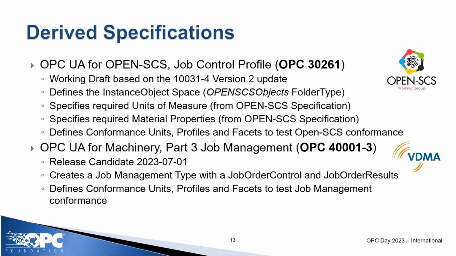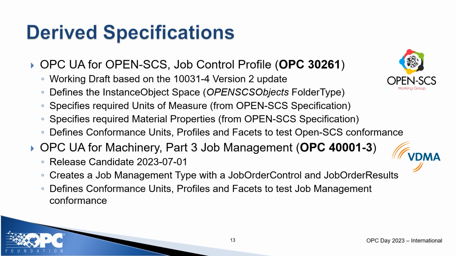The OPC UA for Machinery Part 3 Job Management, OPC UA 40001-3, which you will hear about also today, is in a release candidate right now, 2023-07-01, and it basically created a job management type which contains within it the job order control and job order results type, which are the previous ones we talked about. And it also defines conformance units, profiles, and facets to test job management conformance.